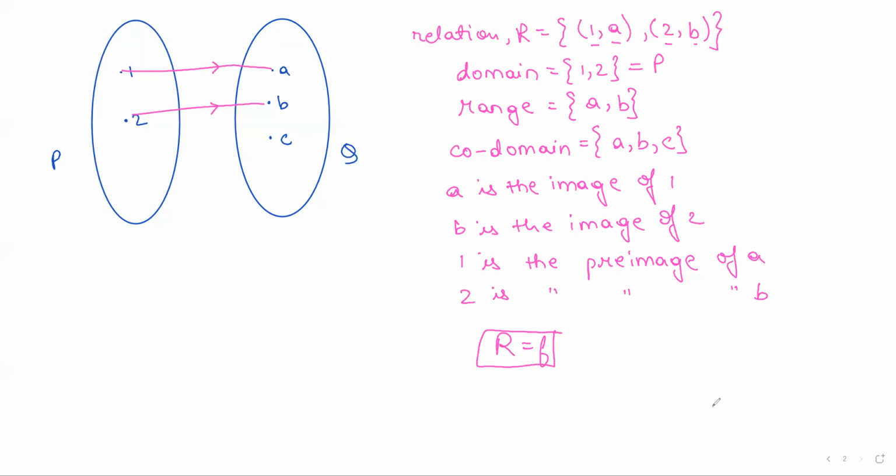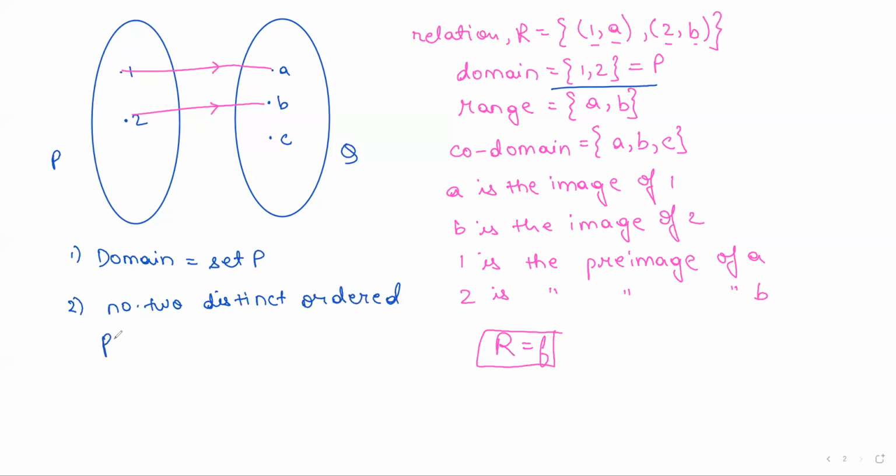Now, what are those rules? One, your domain is equal to set P. Sure, domain is equal to set P. Second, no two distinct ordered pairs in f have the same first element.